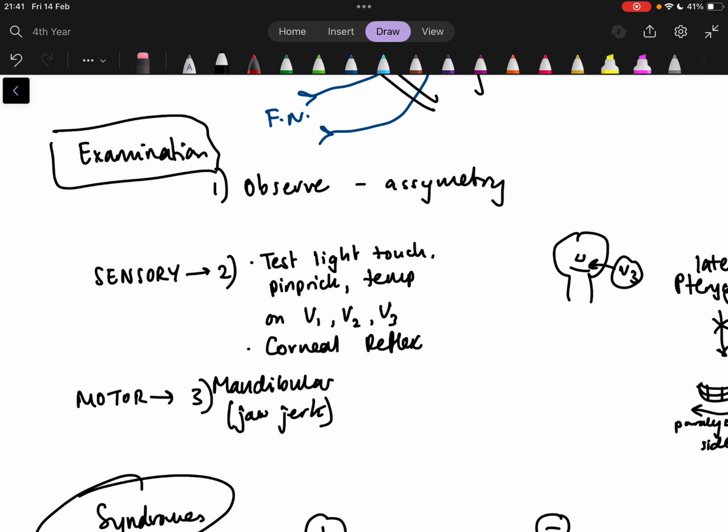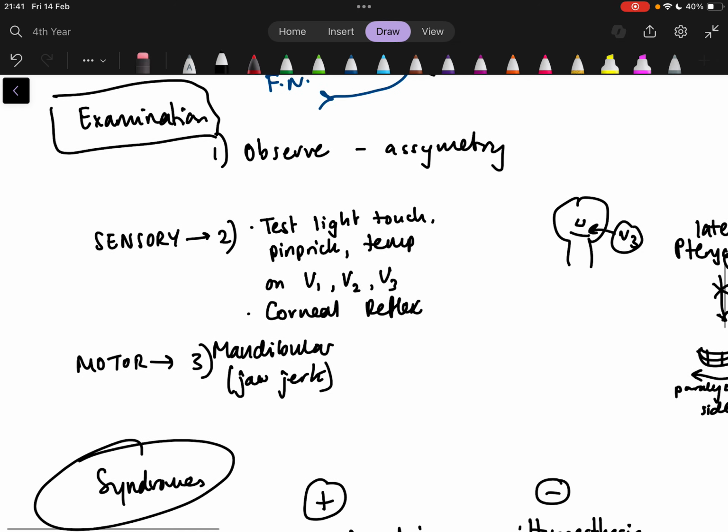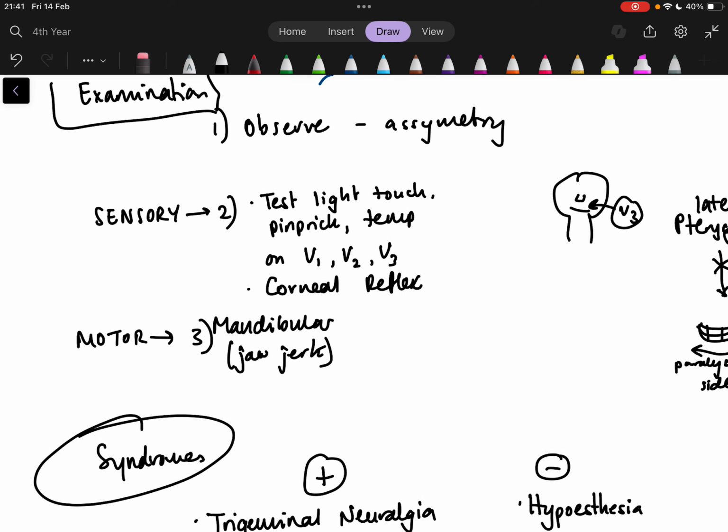So we can use a cotton wool or a pinprick, that sharp part of your reflex hammer, whatever. And we are testing for the specific divisions of V1, V2, V3. So V1, you put a cotton wool on the forehead, V2 on the cheeks, V3 on the lower lip. And also you might as well test for the corneal reflex as well.